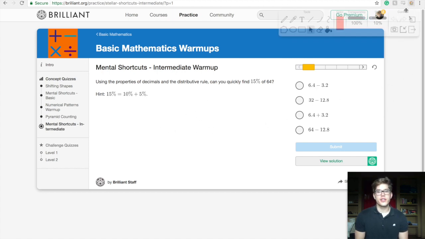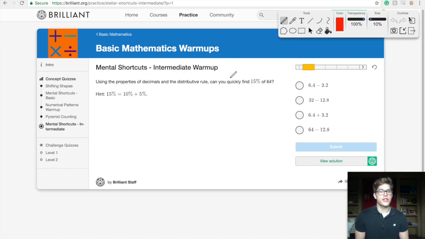Let's get started. So what's this first problem saying? It says, can you quickly find 15% of 64? So I'm not even going to look at the hint. Let's mark it out for a second. This is what I would be doing.